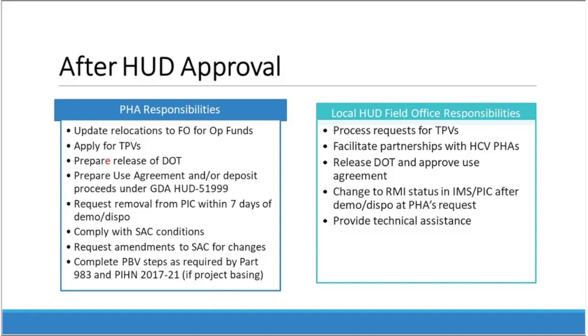Your dispo approval letter or your demo approval letter might have some specific conditions in it, depending upon what your game plan is. You might say to HUD, here's my big game plan, this is what I want to do, and HUD might say, that sounds great, and here are some things that we're going to build in as conditions to make sure that things go the way that we all want them to go. So it's the Housing Authority's responsibility to keep up with those conditions and satisfy those conditions.